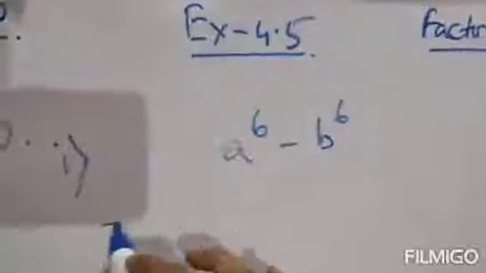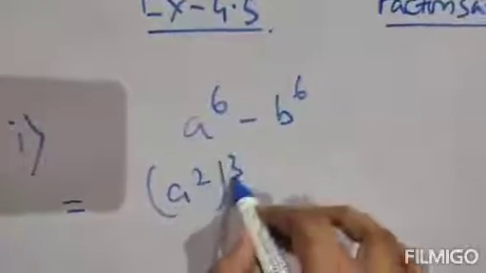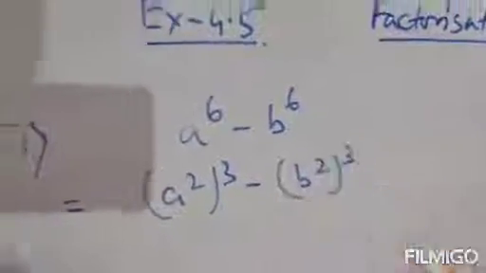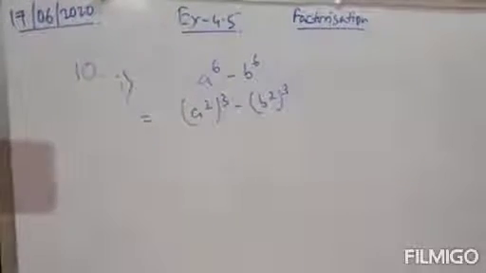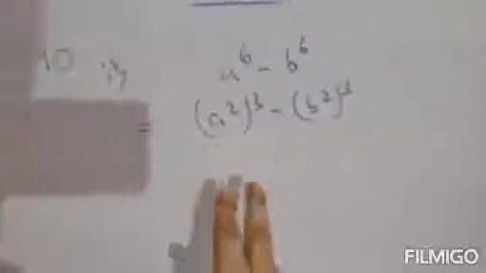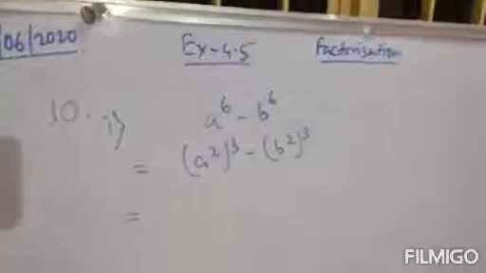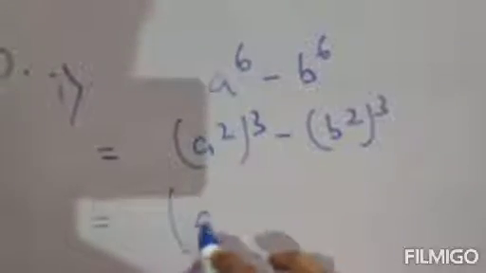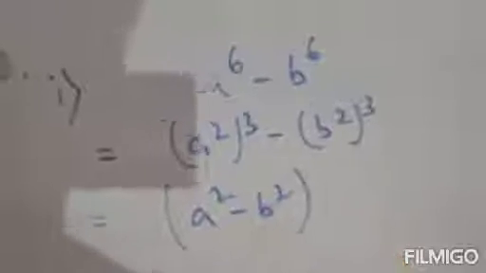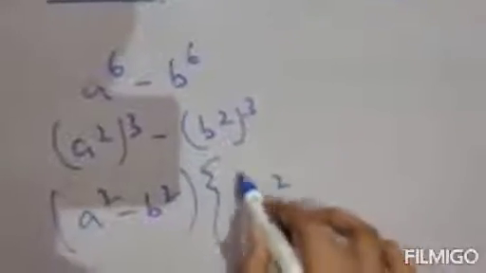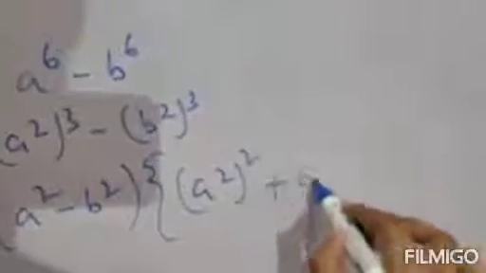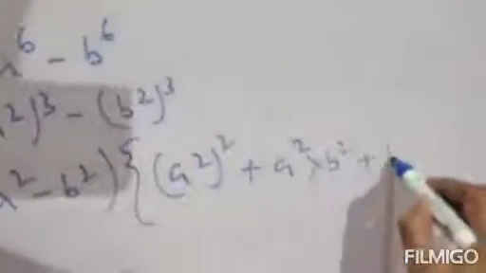So you can break this into two parts, that is a square to the power 3 minus b square to the power 3. That is a to the power 6 minus b to the power 6. That means the formula will be the a to the power 3 minus b to the power 3 formula. Here a is a square and b is b square. So the formula of a to the power 3 minus b to the power 3 is a minus b into a square plus ab plus b square, where a is a square here and b is b square here. So a square, plus ab, a into b, plus b square.